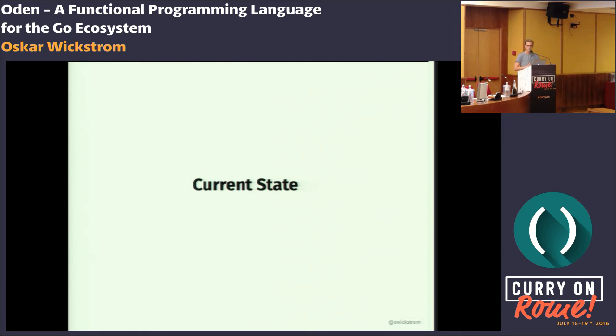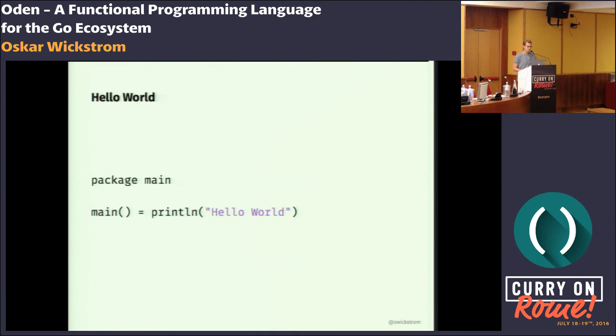Anyway, let's look at the current state of Oden, some of the features. I'm just going to highlight some parts, because I don't have time to show you everything. The first example is a hello world, of course. This is the main package with the main function taking no argument and printing hello world, which returns the unit type.